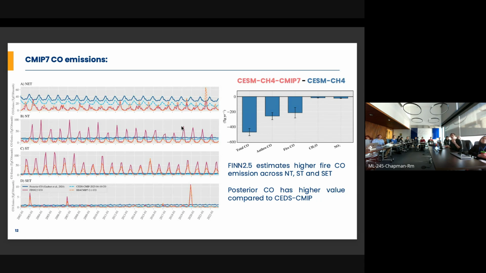It's well known, and previous work is showing, that FIM is too high in the tropics, especially northern. The northern tropics is a hotspot for other emissions. But we also know that GFED 4.1s is underestimating fire in this region, especially in the spring. So you get 500 teragrams of CO reduction between our initial CSM methane simulation and the one with the new emissions, which is quite significant.